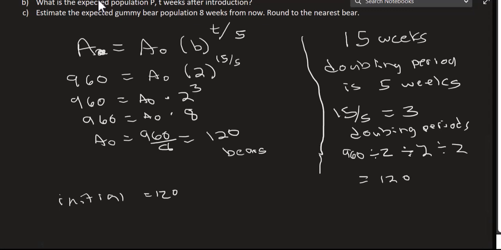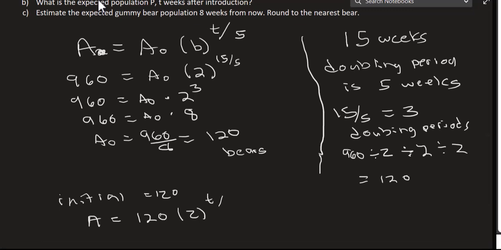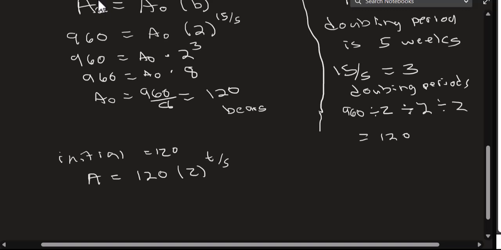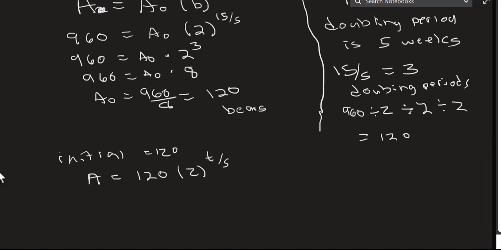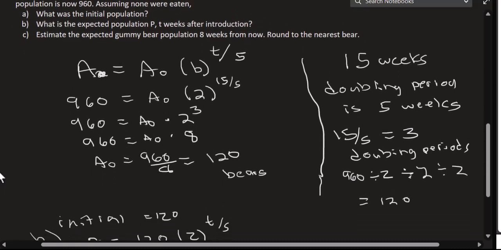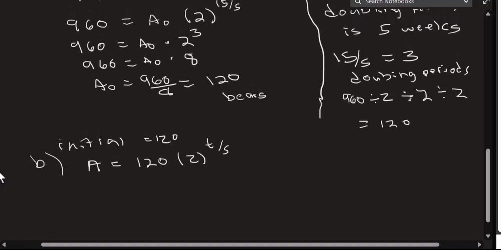So what is a formula? A general formula would be A equals 120 times 2 to the t over 5. And then that's part B. And then part C, estimate the gummy population 8 weeks from now. Okay, so we are currently 15 weeks from the starting period.